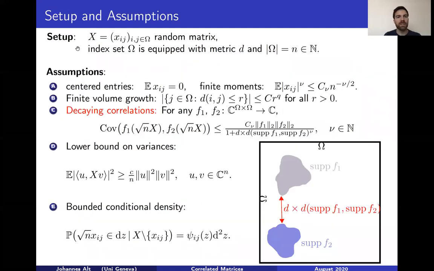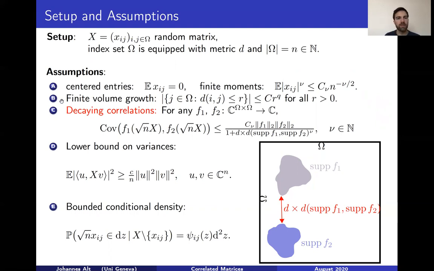To make this more precise, I want to explain to you the precise setup and assumptions that we will use in the following throughout the talk. X is a random matrix whose entries are labeled by the index set omega. This index set is equipped with a metric D, and the index set has size n. Furthermore, we assume that the entries of X are all centered and have finite moments in the following sense here. In particular, the variance of the entries of X is of order 1 over n. This ensures that the eigenvalues will stay of order 1.